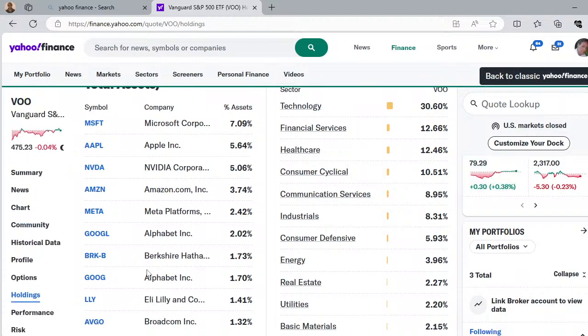All right, you ready for this? Now, I'll come over this side. Microsoft, Apple, NVIDIA, Amazon, Meta, Google, Berkshire Hathaway, Alphabet, Eli Lilly, AVGO, and a bunch more. These are the only ones they're showing us. So here's a question for you. Let's take a quick look at Apple and Microsoft.